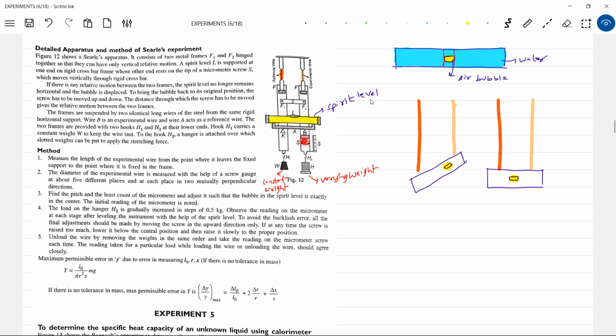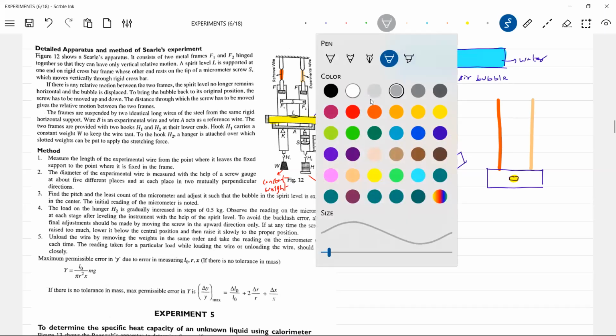I think he has shown the wrong way. The diagram changes a little bit.